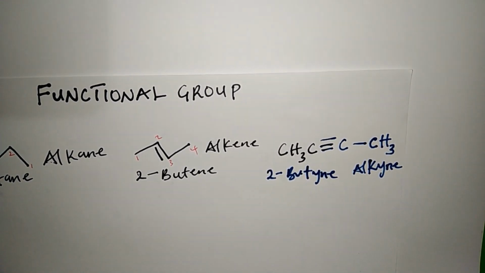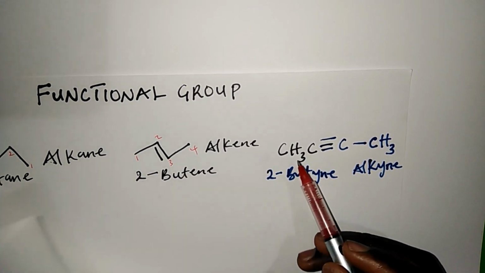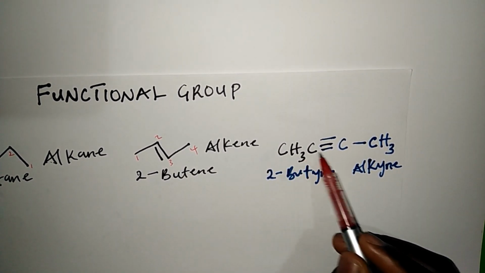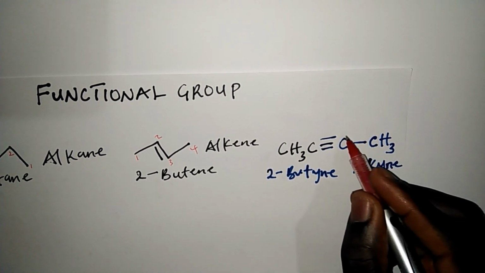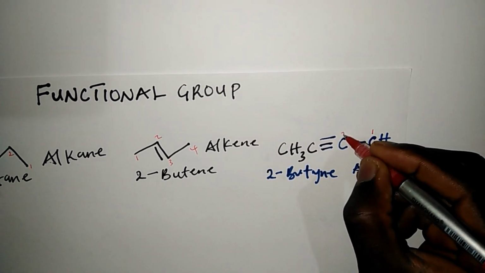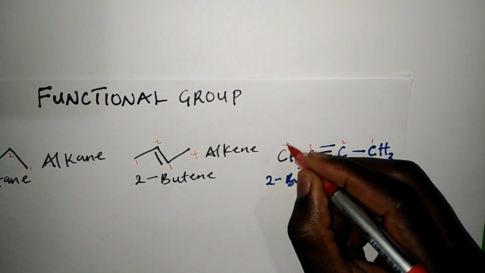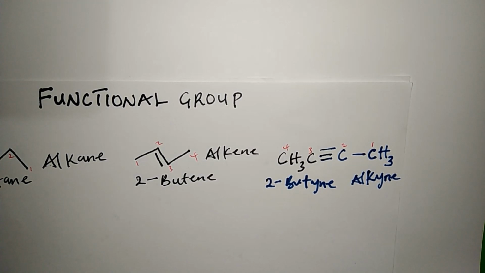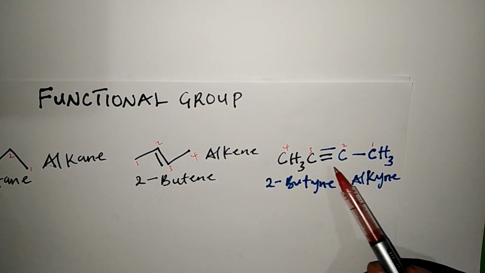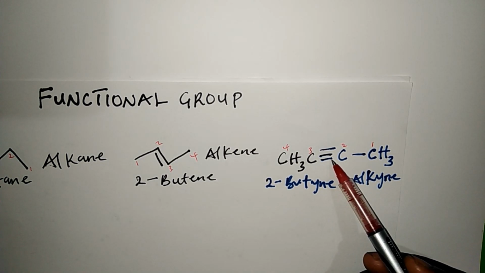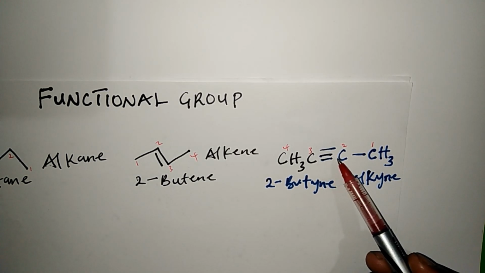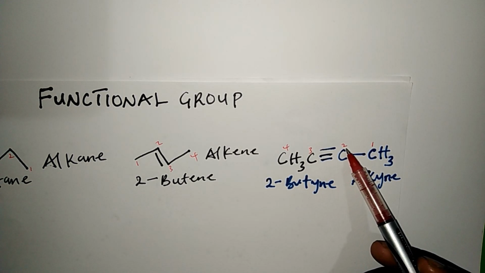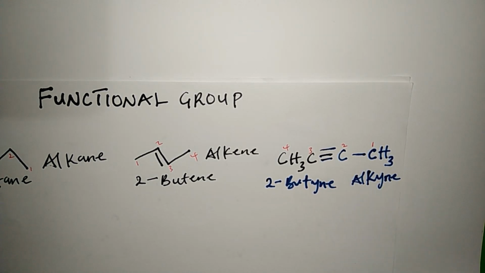It's called 2-butyne because we have 4 carbon atoms: 1, 2, 3, 4. Then you start your numbering from 1, 2, 3, 4. And you see, the triple bond is found right in between carbon 2 and carbon 3. So always pick the least numbering, which is 2 in this case, and we have 2-butyne.